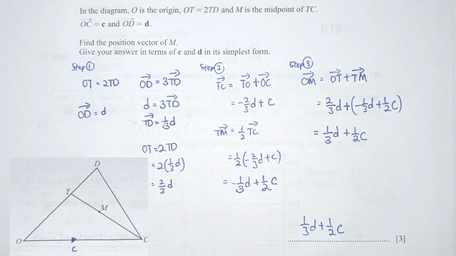So for your answer for OM itself, it will be going through OT plus TM. OT is 2 over 3D plus bracket negative 1 over 3D plus 1 over 2C. Your final answer for this will be 1 over 3D plus 1 over 2C.